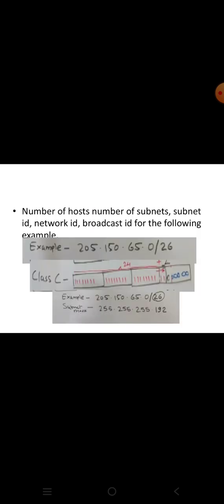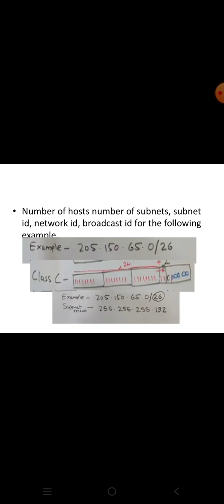So this is the example. From the given example, we are going to find out the number of hosts, number of subnets, subnet ID, network ID and broadcast ID. The example IP address given here is 205.150.65.0/26.